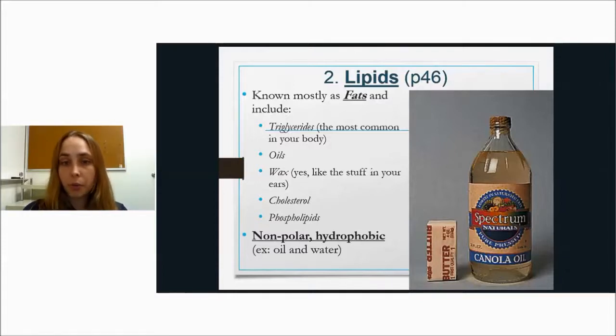Oils, like what we cook with here in the picture, and butters are different. They're saturated and unsaturated fats. Wax, the stuff in your ears, also beeswax, those are fats. Cholesterols and phospholipids are in our cell membrane, so every single one of our cells is surrounded by a phospholipid bilayer that is the cell membrane, and it has different cholesterols embedded within that bilayer.